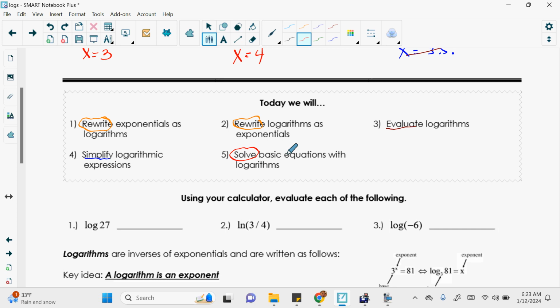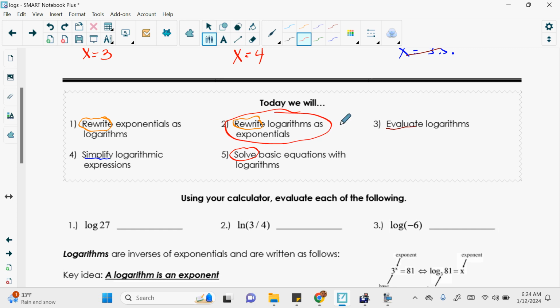And you're all going to notice a pattern: because logs are exponents, and we spent all this time doing exponents at the beginning of the unit, we're always going to be converting logs back into exponents and solving them that way. So really, the beginning of this lesson, when we are rewriting logs as exponents, is going to be huge.